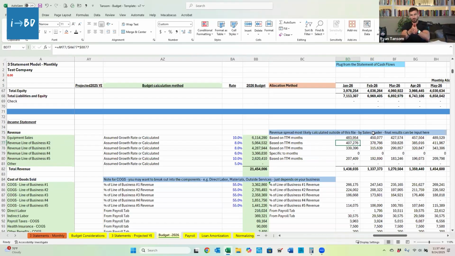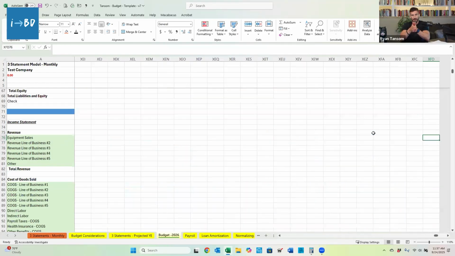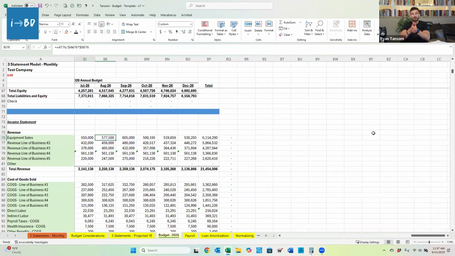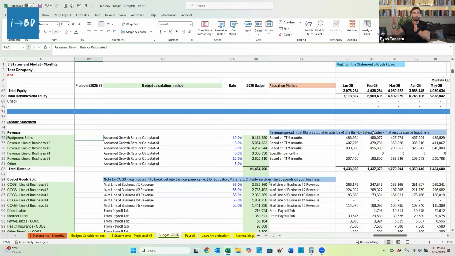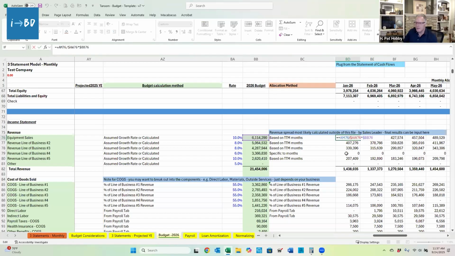And then what Pat is doing is he's spreading out that annual number with the additional growth rate over 12 columns based on January's percentage of the total. So it's not just taking it and dividing it by 12. It's taking the historical ratio, and if you have some seasonality, it'll pick that up. That's what this formula in here does.